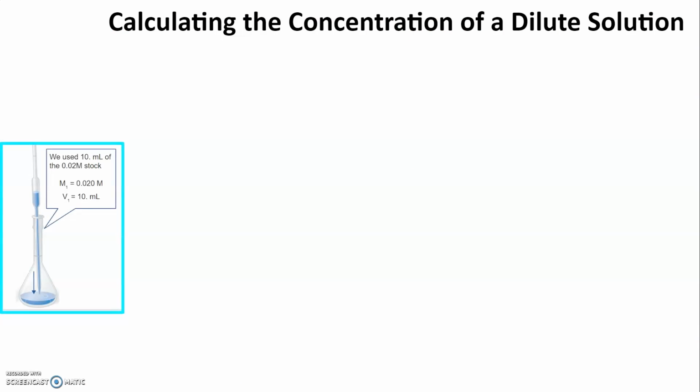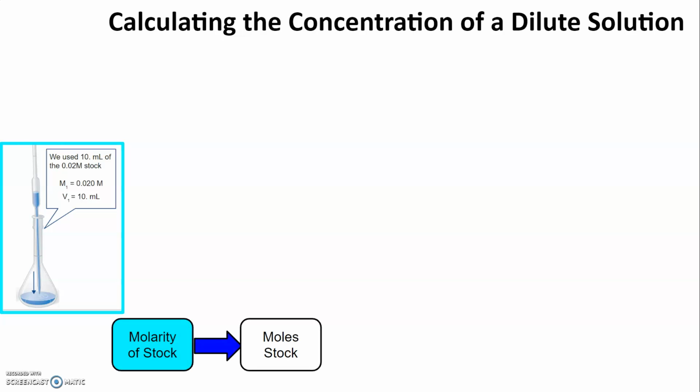So how do you calculate the concentration of the dilute solution? You notice that when we started, we used 10 milliliters of our 0.02 molar stock solution. What we need to do is convert from the molarity of our stock solution to the moles of stock solution. Then once we have that, we can convert from the moles of the stock solution, our concentrated solution, to the moles of the dilute solution.